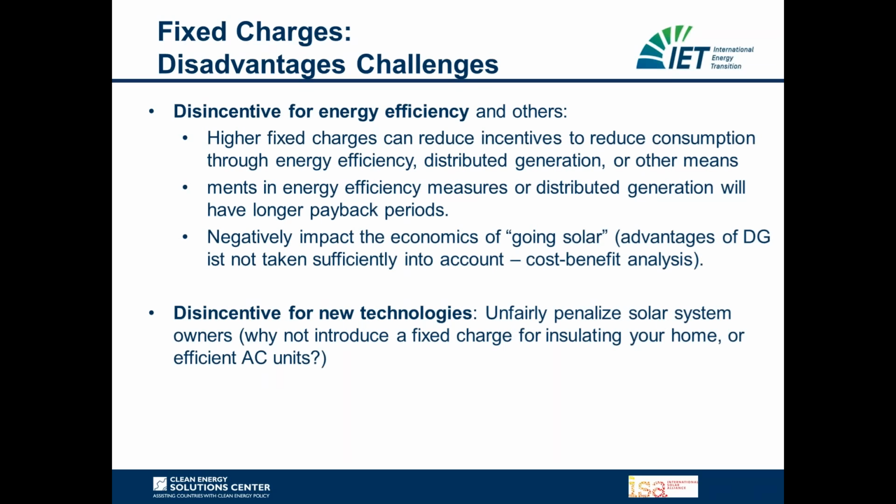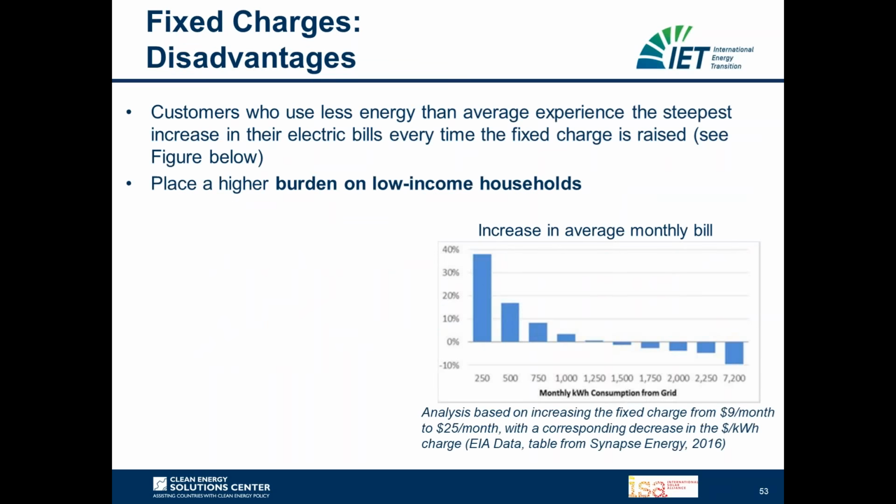Another disadvantage is, of course, the disincentives for energy efficiency, and also, as we've discussed before, disincentives for new technologies such as roof-mounted solar PV, because some people argue actually solar PV is just a reduction in my electricity consumption, and if I put on a more efficient air conditioner, I'm not going to be penalized either. So why is this happening in the case of solar PV? That's an argument which is frequently brought forward.